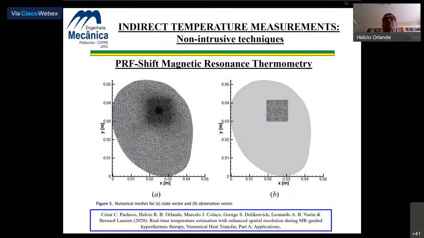So the solution of the state estimation problem also allows that the measurements be taken in a region around the tumor, but the temperatures be estimated in the whole region and even in a more refined mesh, like we have considered here.